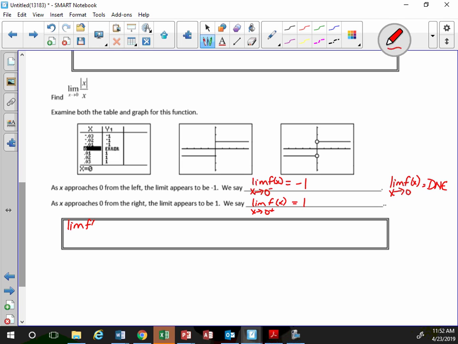So the limit of f of x as x approaches a equals L if and only if, remember that from geometry? The limit of f of x as x approaches a from the left equals L and the limit of f of x as x approaches a from the right equals L. If and only if. You can write it like this way too.